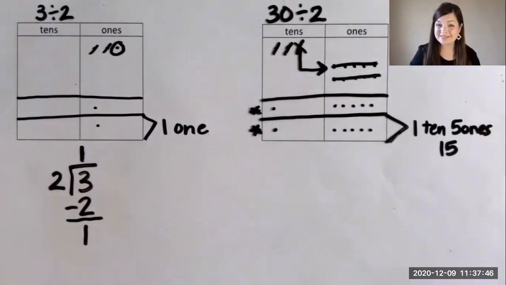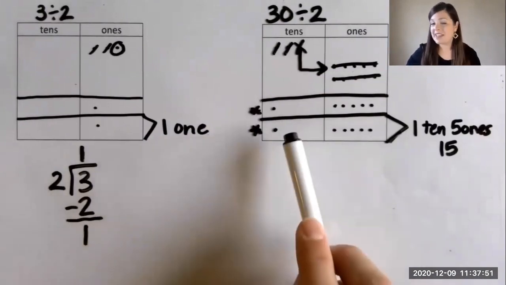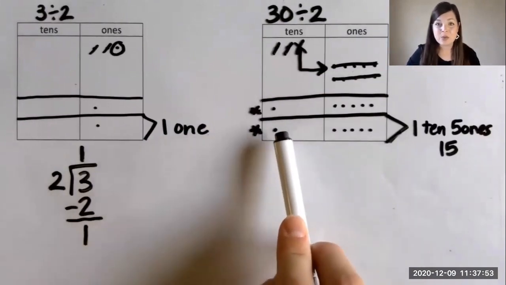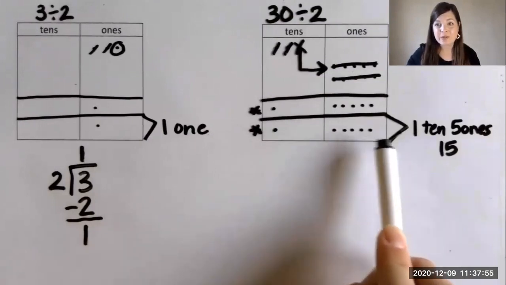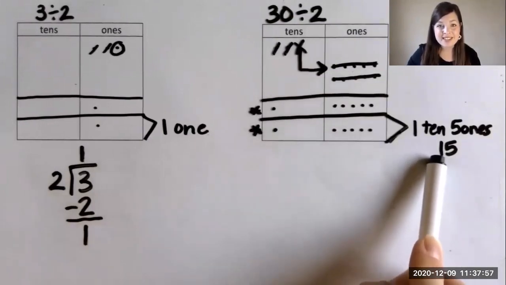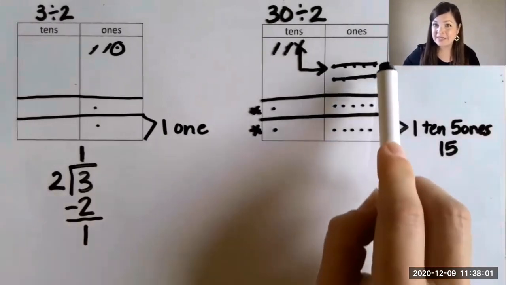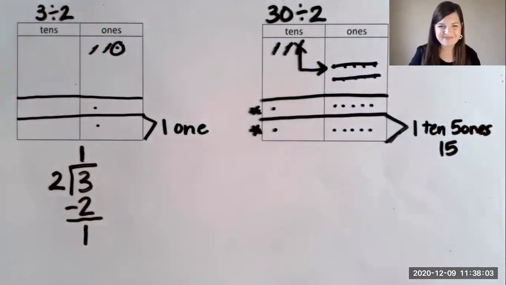So what's the quotient? We can see in our place value chart that the size of each group is 1 ten, 5 ones, or 15. So the quotient is 15. That's what we thought it would be. Is there any remainder? Nope, there is no remainder.